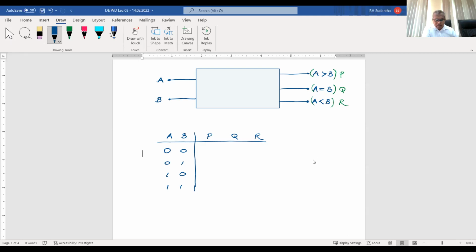When P is A greater than B, here A equals B. A equals B means Q. Then here Q is 1. These two are 0, 0. This one is smaller than. This condition is A smaller than B, then R is 1. Here A greater than B, then this is 1 and these two 0, 0. This one again A equals B, Q.